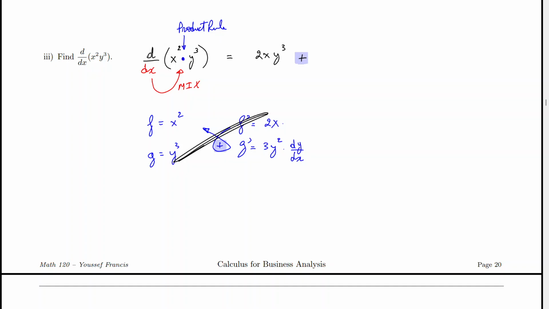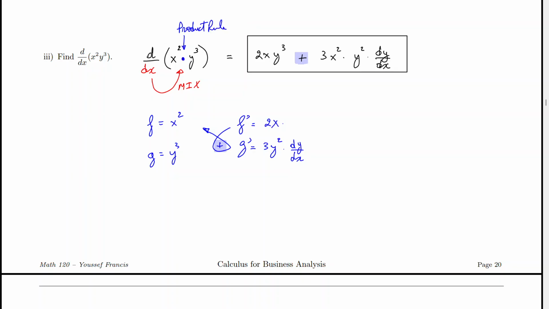And what am I adding? The product of the other two corners. So the other two corners are x squared multiplied by 3y squared and dy over dx. And if you like, you can put the 3 in front of the x squared. It's not wrong. It's better actually to do that. And that is how we find the derivative of this expression.